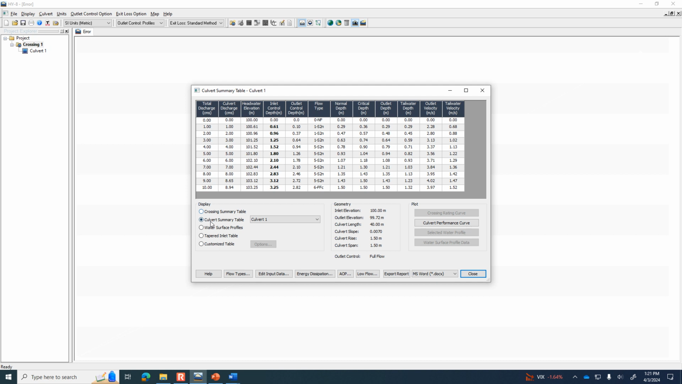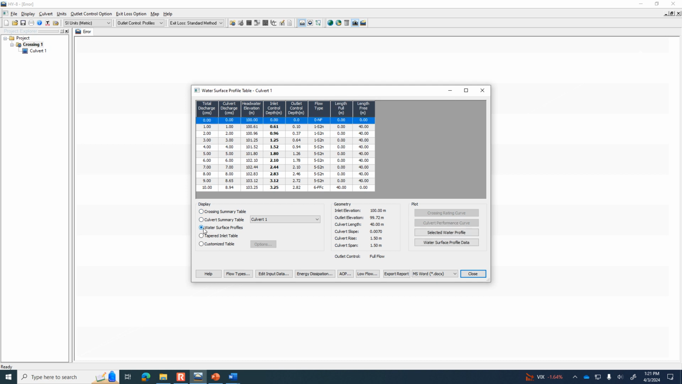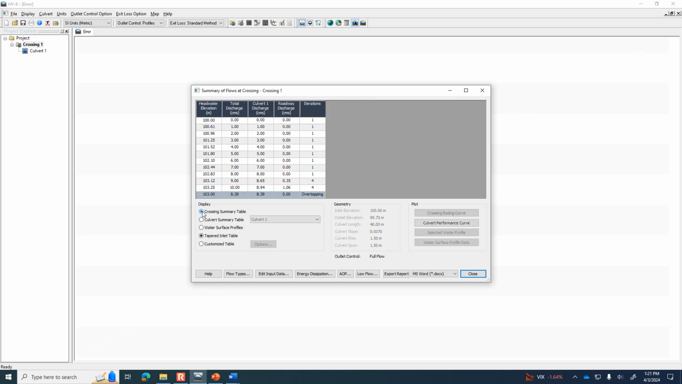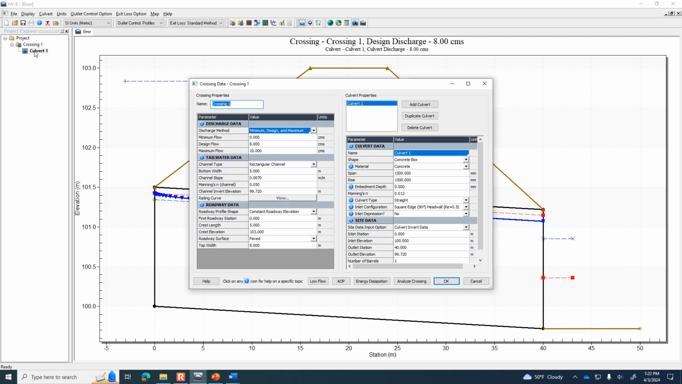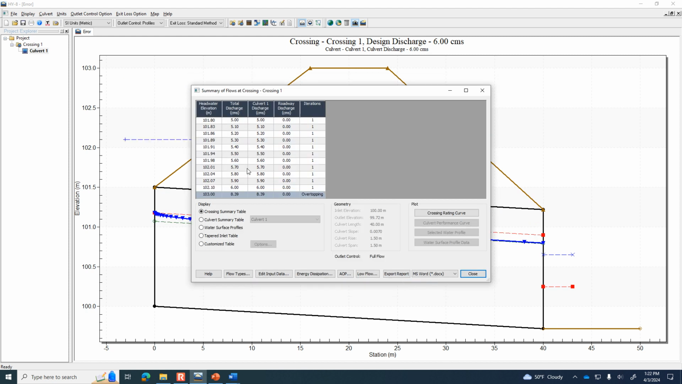So, feel free to play around with these different displays, but the crossing summary table will give us the answers that we need. All right, so let me show you what I mean, though. If we go back into the culvert, and instead of going from 0 to 10, let's go from 5 as the minimum flow and list 6 cubic meters per second as both the design and the maximum. Okay, now analyze the crossing again, and it's starting with 5 cubic meters per second.